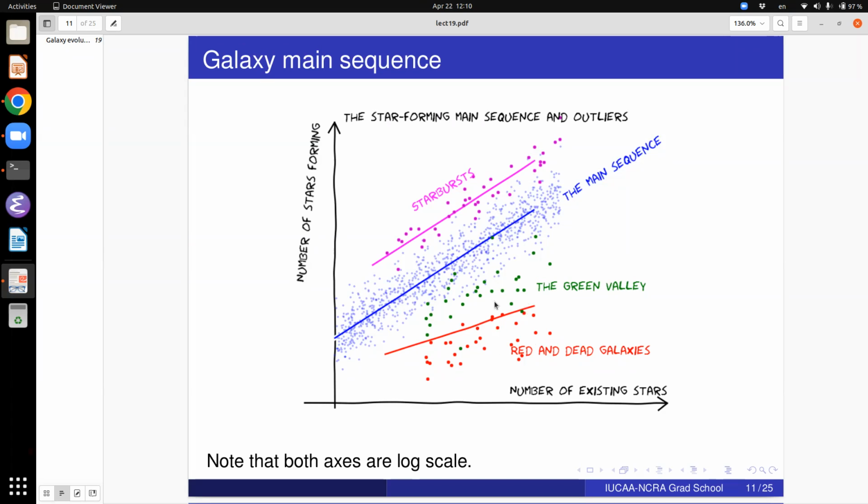So it is going to start here, go up there, become a starburst when its merger is happening. Then the gas gets rapidly used up, lots of stars get created, no more gas is left, and then it falls here. That's the fate of the Milky Way.